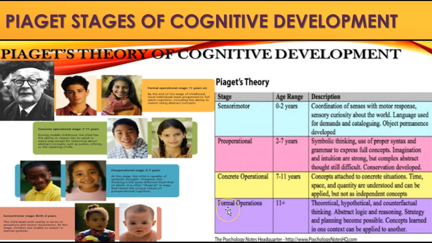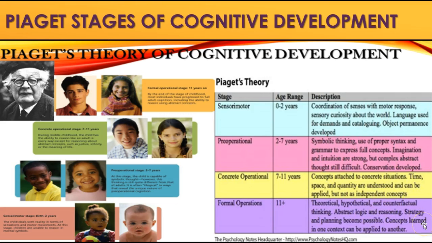Then this final stage, he says they go through, is what we call formal operations, age 11 years on. And the formal operational stage is always developing. It is theoretical, it's hypothetical, it's counterfactual thinking. And now they are able to think logically and reason and use abstract ideas. They don't have to see it, they don't have to touch it, they can think about it and they can imagine it. And they can do strategic planning.